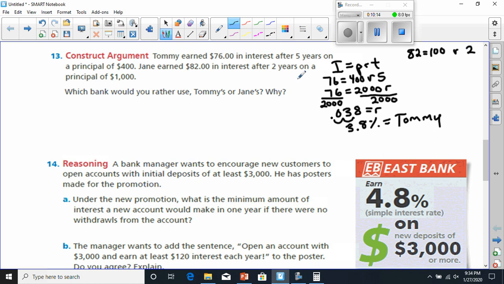We're trying to find out which bank would you rather use and why. Well, the question why is pretty easy. We're looking for who is giving the better rate. So let's solve this. 1,000 times 2 will be, or excuse me, 1,000 times 2 will be 2,000. So we have 2,000R equals 82. And now we have to divide 2,000 away to get R by itself. And whatever I divide from one side, I divide from the other. That gives me 82 divided by 2,000.